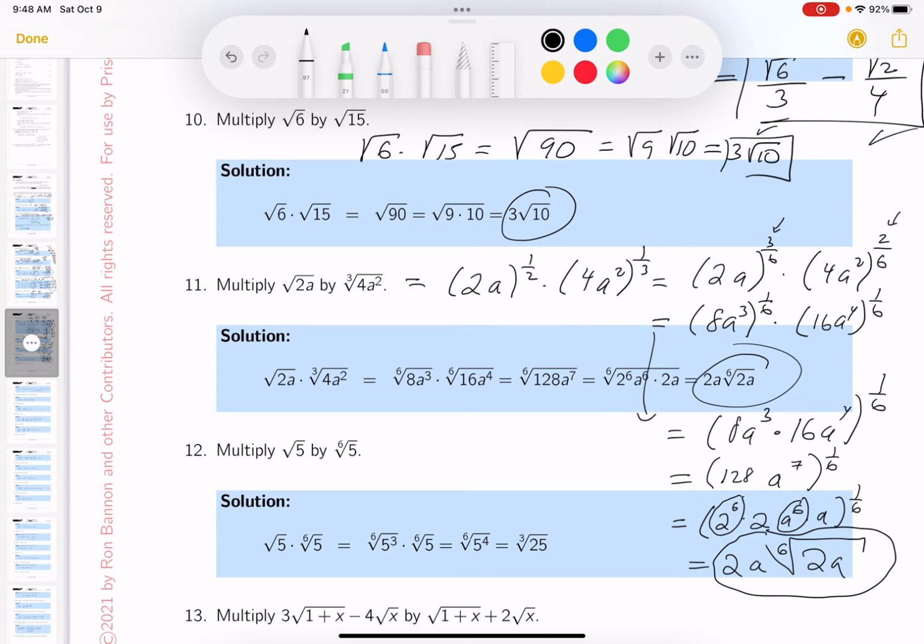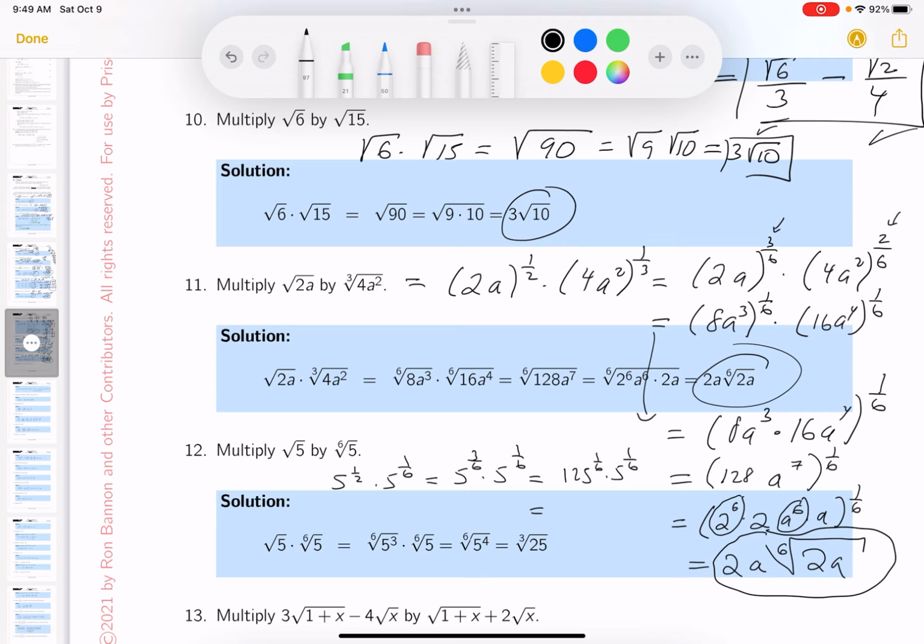All right, that's done. Let's do this one over here. Again, you might be looking and saying, what do you want to do over here? They want you to multiply. So it's going to be 5 to the 1/2 times 5 to the 1/6. I'm going to get the same index, and that's going to be 6. So 5 to the 3/6 times 5 to the 1/6. Again, a little better at this. What do you get? I'm going to say, the 5 cubed is 125 to the 1/6, and then 5 to the 1/6.